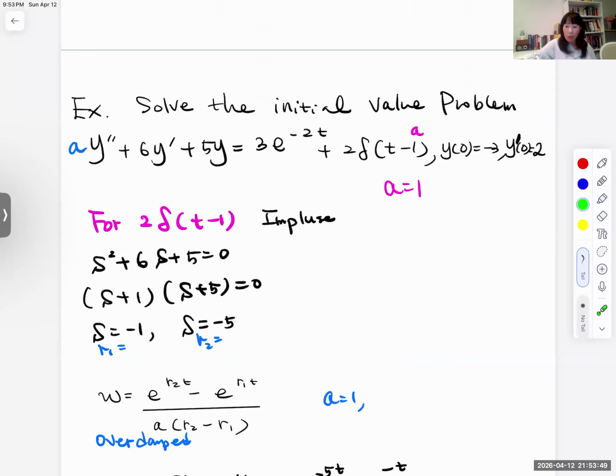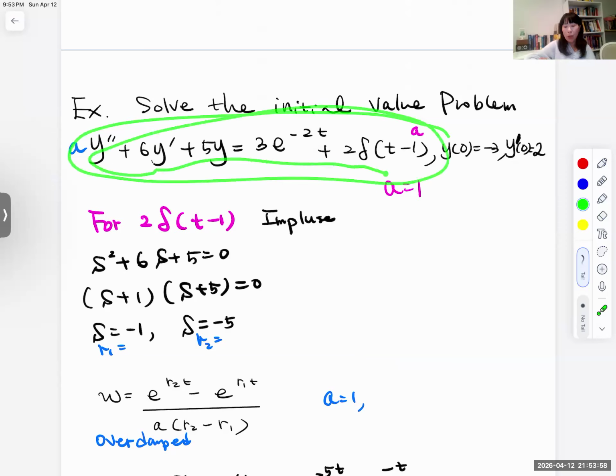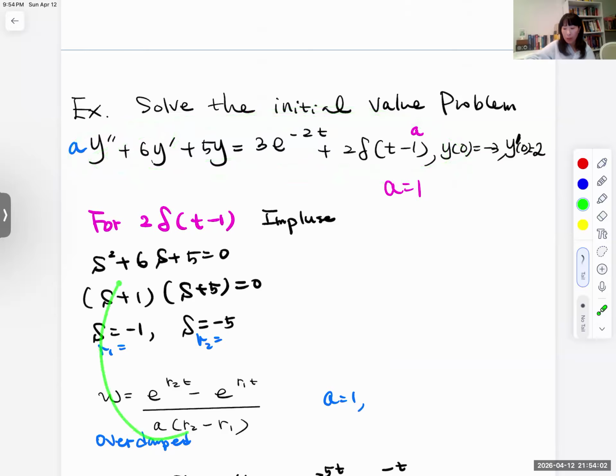Okay, now we have to work everything. A lot of work. Okay, so I'm going to do everything. I'm going to show you how to do everything together. But since we found this impulse part, I'm going to skip it later on. All right? Okay, let's do it.